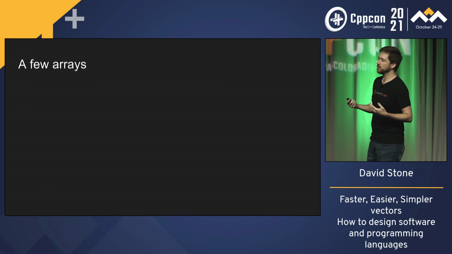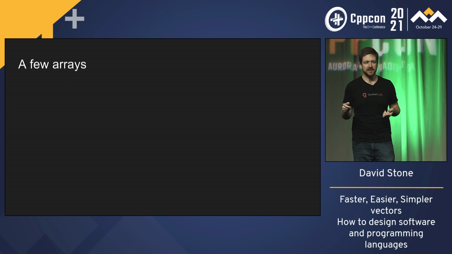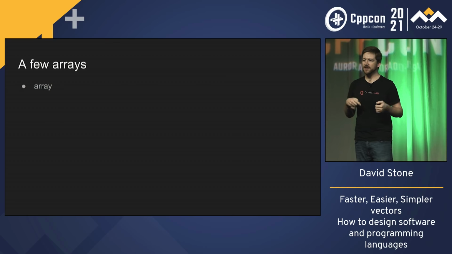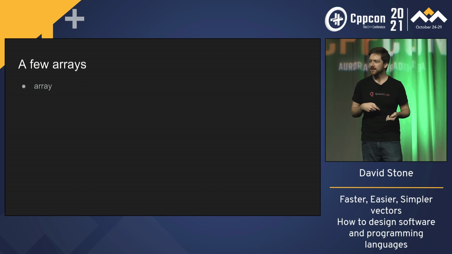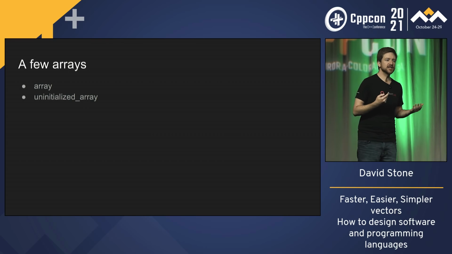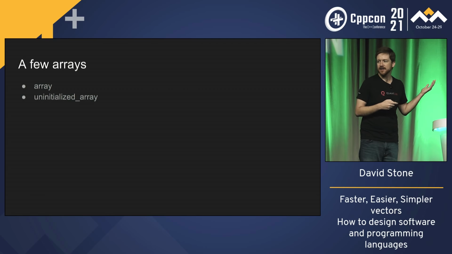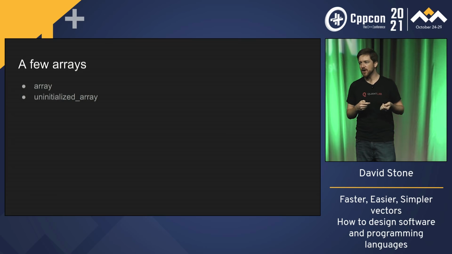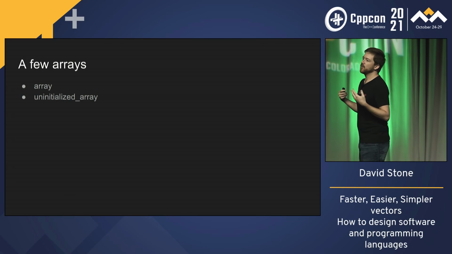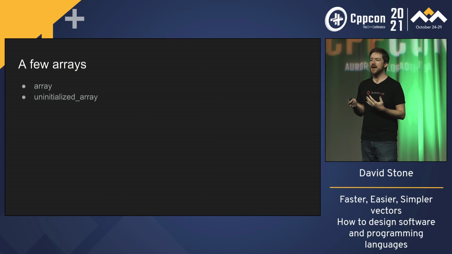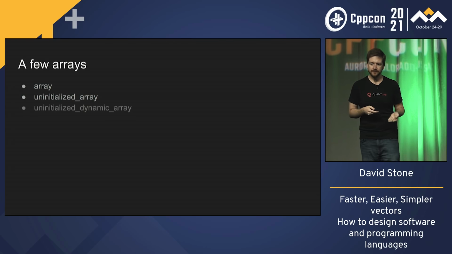There are a few different types of arrays that I want to talk about in this presentation. There's just array. That's the one we all know and love. And then there's uninitialized array. I go into detail on that in my presentation yesterday on static vector, so once the videos are up, you can watch it there. But it's basically an array that owns the memory, but not the objects themselves. It provides storage for objects.